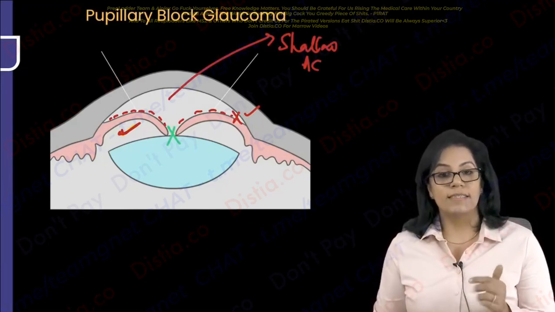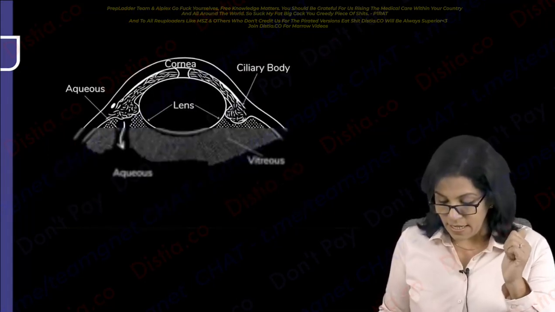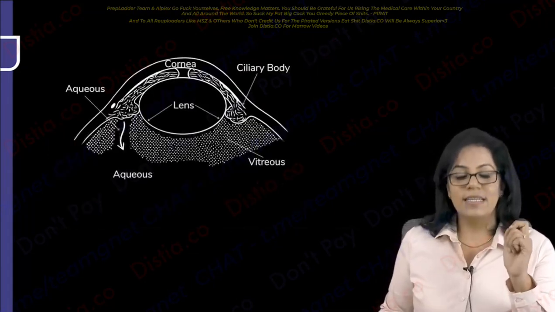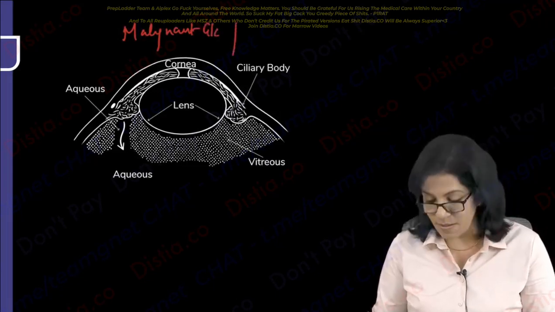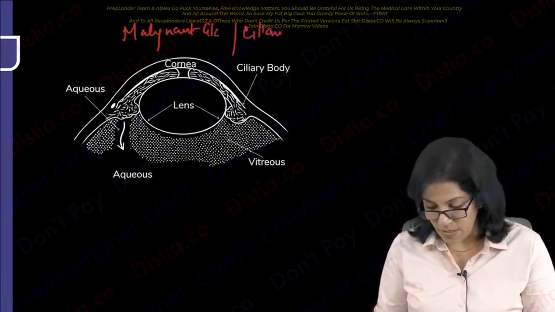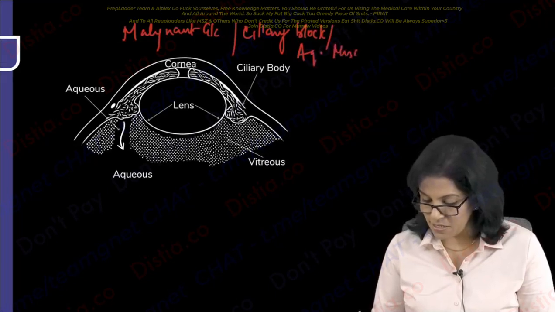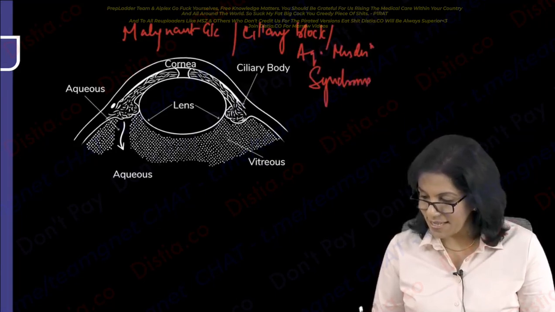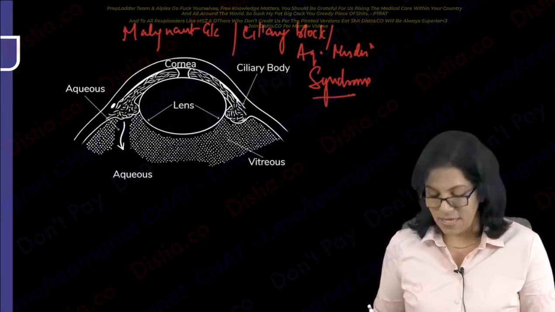What could be the second? Second, very important, we are going to learn the details in the glaucoma chapter as well, is your malignant glaucoma. Write down please there, malignant. What is malignant glaucoma also known as? We call it ciliary block glaucoma, or the third term is aqueous misdirection syndrome. What is this aqueous misdirection syndrome?